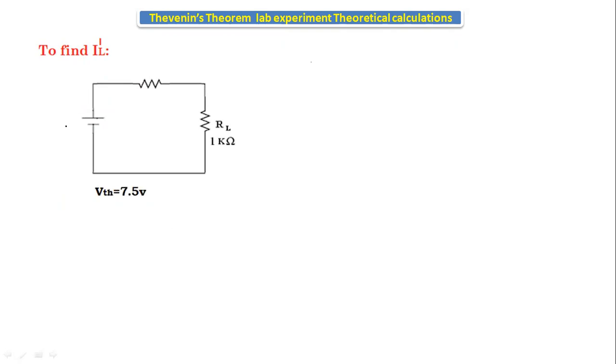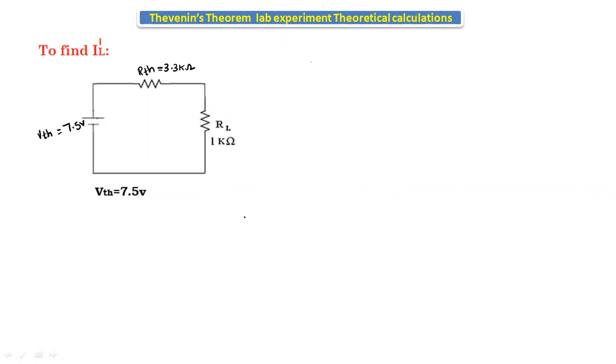Here, the Thevenin's equivalent circuit consists of Thevenin's voltage 7.5 volts connected in series with RTH. VTH is equal to 7.5 volts, and the RTH value we got is 3.3 kilo ohms.